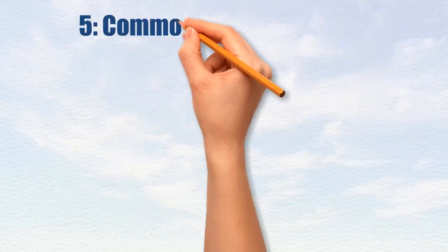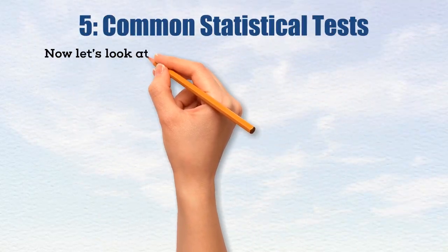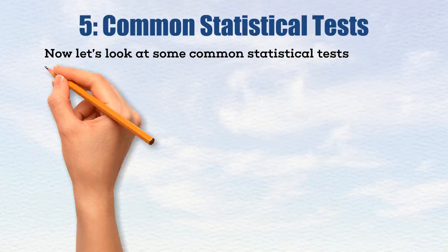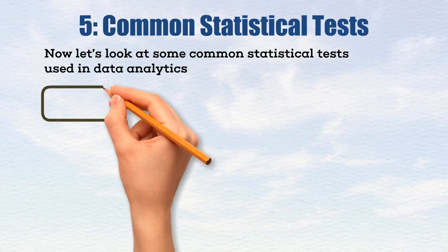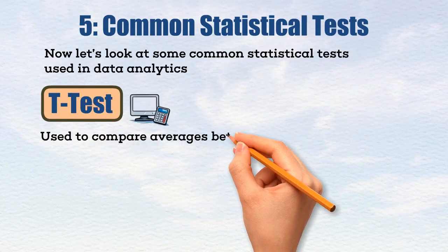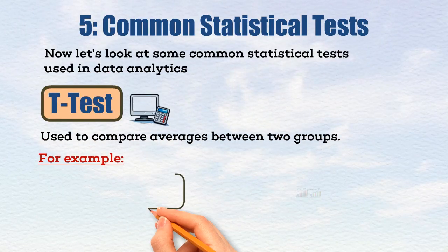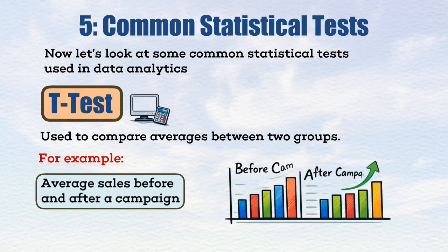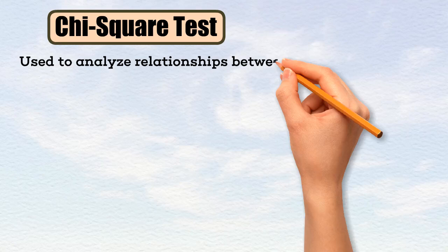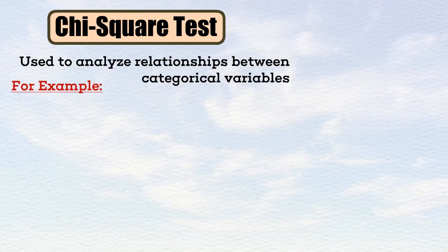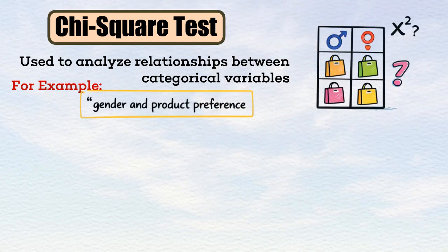Next is common statistical tests. Now let's look at some common statistical tests used in data analytics. T-test is used to compare averages between two groups. For example, average sales before and after a campaign. Chi-square test is used to analyze the relationship between categorical variables. For example, gender and product preference.